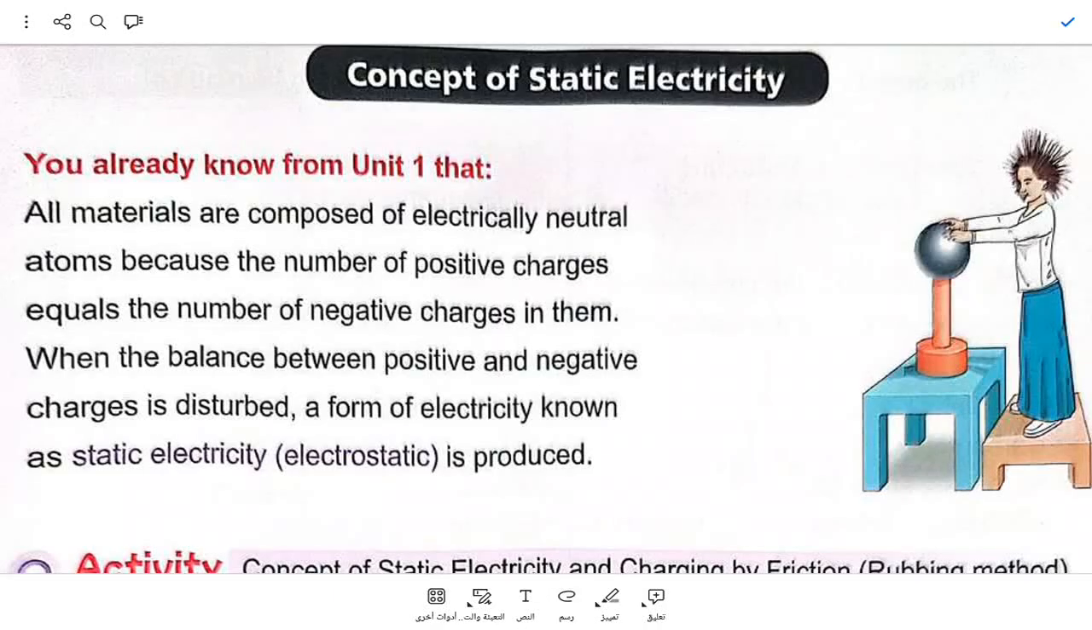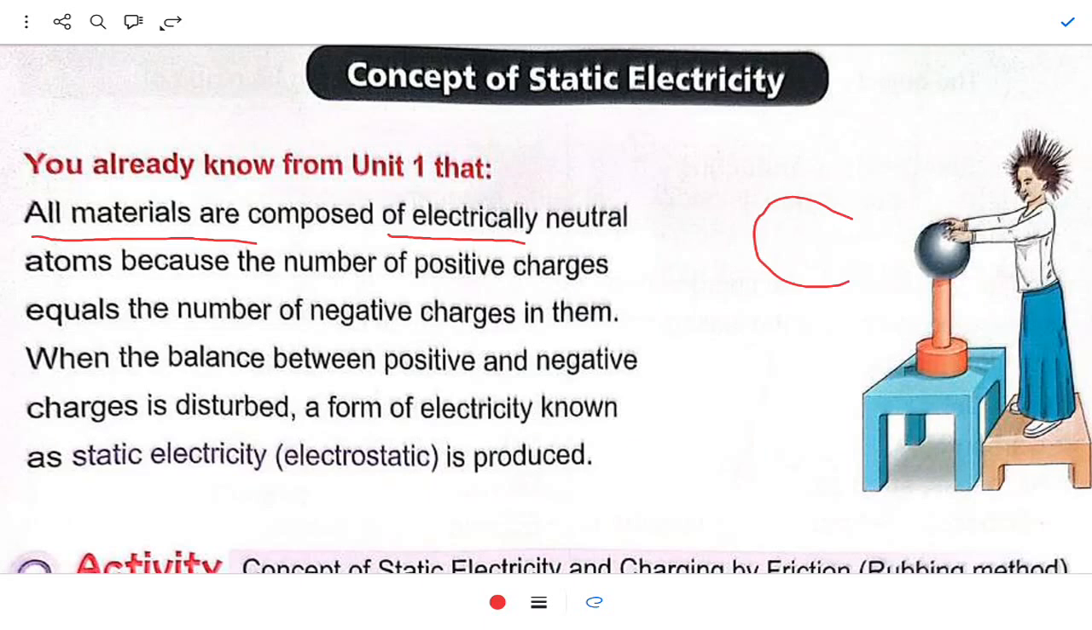In the previous lessons, you learned that all materials are composed of electrically neutral atoms, because every atom has the same number of positive protons and the same number of electrons revolving around the nucleus. And when the balance between positive and negative charges is disturbed, a form of electricity known as static electricity, or electrostatic, is produced.